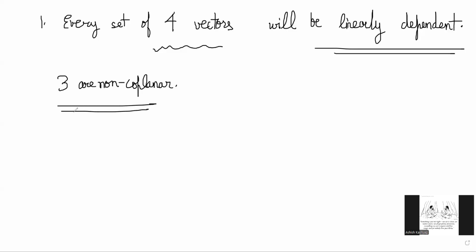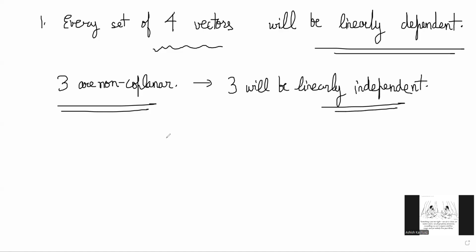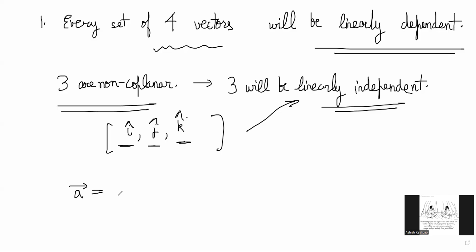Correct. Three out of those four are non-coplanar, ऐसा हो सकता है, right? So these three will be linearly independent, right? Correct. For example, you can take simple vectors I, J, K. You can see that these three vectors are non-coplanar, right? Correct. And these three vectors are going to be linearly independent. But now, whatever fourth vector I pick, any fourth vector can always be represented in terms of these, no?